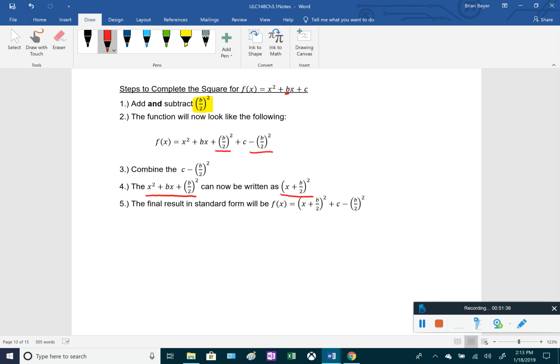So we can rewrite x squared plus bx plus (b over 2) squared as (x plus b over 2) all squared. And if you don't believe me, you can go to that binomial squared term right there, and you can FOIL it out, and you'd end up with x squared plus bx plus (b over 2) squared. Okay, so for those of you still with me, the final result is pretty much done. It's going to be f of x equals (x plus b over 2) all squared plus whatever that c minus (b over 2) squared is going to be. And that's going to be it in standard form.